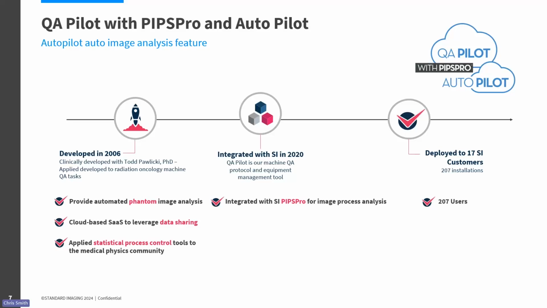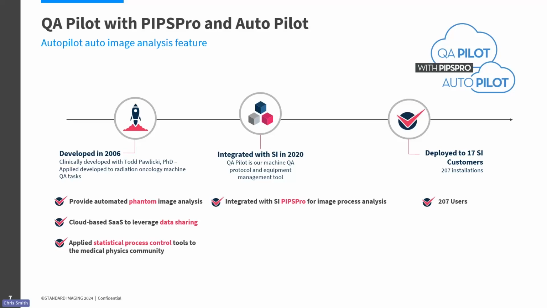It has a number of statistical controls, and it's really about breaking the data silos down between individual clinics and physics groups within a healthcare organization such as yourself. So it's designed to help address some of those many workflow bottlenecks and challenges that you have. We integrated this product with SI back in 2020, and QA Pilot did become our machine QA protocol management tool. It was at that time that it was integrated with our image analysis product called PIPS Pro.